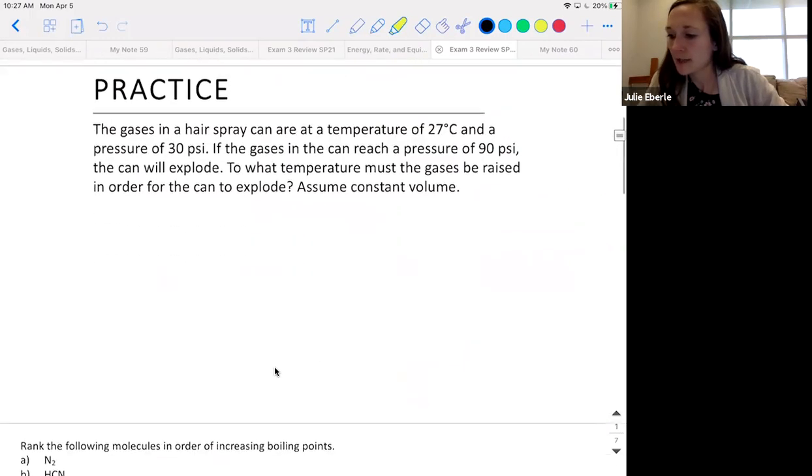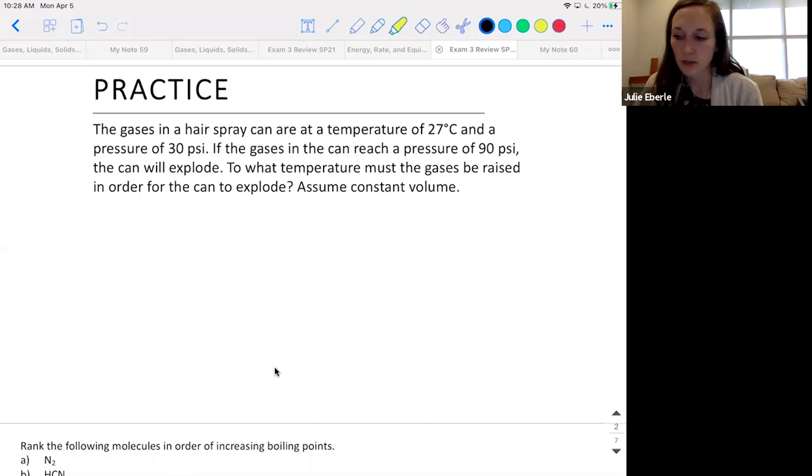Next one. Okay, I want you guys to read this problem. It says the gases in a hairspray can are at a temperature of 27 degrees Celsius, so roughly a little more than room temperature, and a pressure of 30 psi, so pressurized, which is good because you want the hairspray to come out. If the gases in the can reach a pressure of 90 psi, the can will explode. What temperature must the gases be raised to in order for the can to explode? Assume constant volume. So a hairspray can, the volume of the can is not changing, so constant volume.